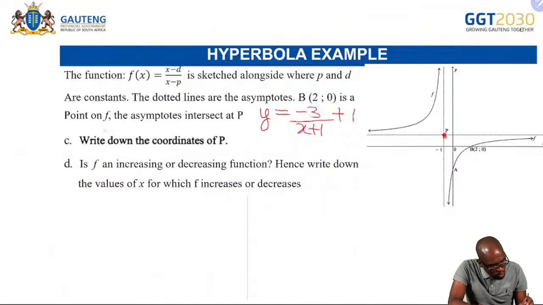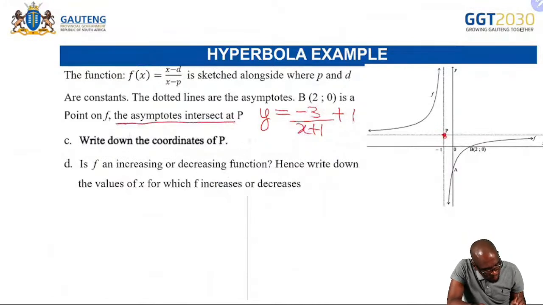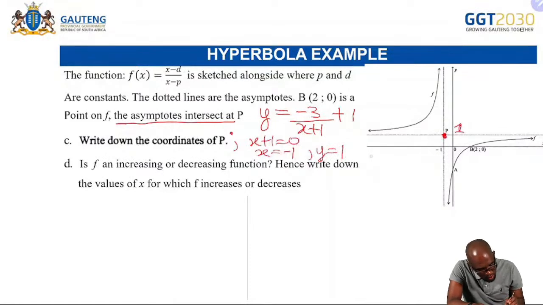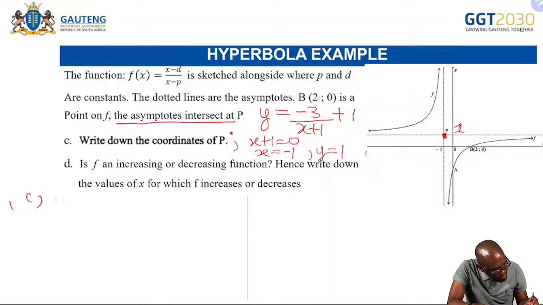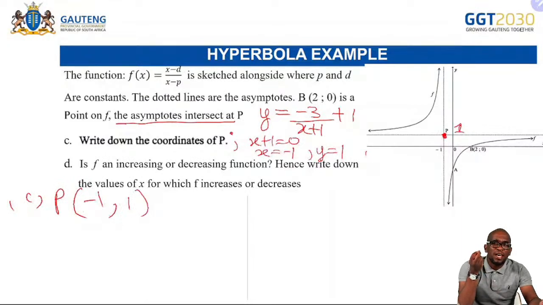And we're told that P is the point of intersection of the asymptotes, which means that if we can find the horizontal and vertical asymptotes, we get x plus 1 equals 0, x equals negative 1, and then y equals positive 1. So that's where we have our negative 1 and our positive 1 meeting here, which means that point P would have coordinates negative 1 and 1, because that's where the asymptotes intersect.